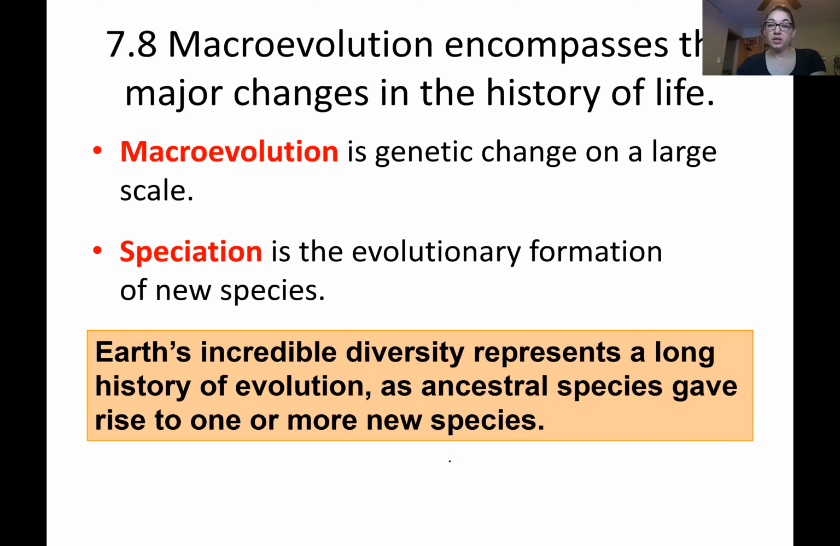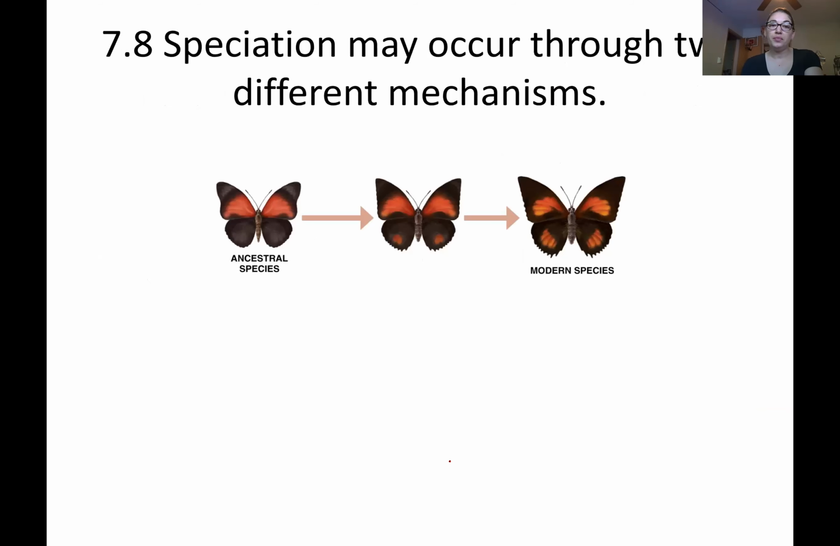So our diversity on Earth represents a long history of evolution, as we know that ancestral species gave rise to one or more new species. And so we'll look at some examples of this and how we are able to track the relationships in ancestral species to what we have today.